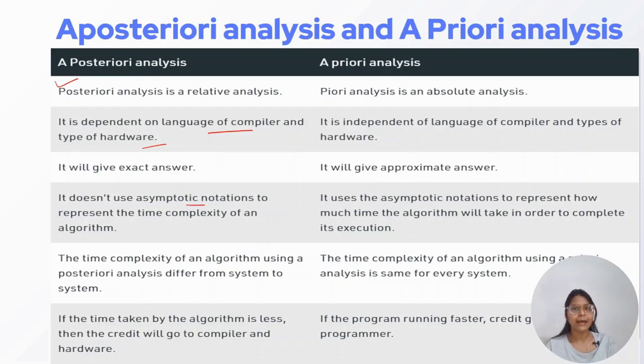But in the case of a priori analysis, as it gives you an approximate answer, you need some kind of notations to represent how much time the algorithm will take to complete its execution. In a posteriori analysis, as it is totally dependent on the type of hardware, it differs from system to system, but not in the case of a priori analysis. It also gives credit to the compiler as well as the hardware, but a priori analysis gives credit totally to how the algorithm is written.